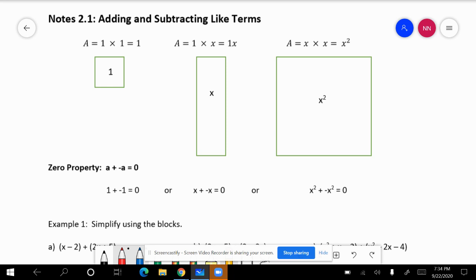What we're going to do today is add and subtract like terms. To understand like terms, let's look at them geometrically. A number would be a 1 by a 1. 1 by 1 is 1.